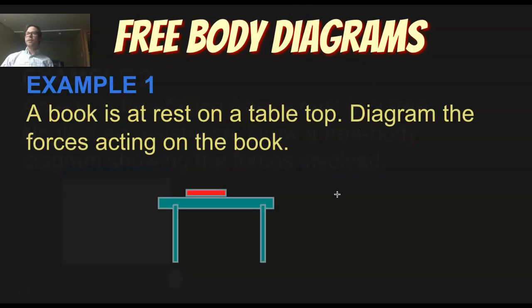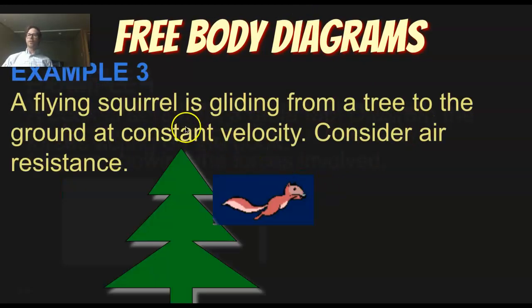Okay, here's your next example. A flying squirrel. Everybody loves a good flying squirrel. A flying squirrel is gliding from a tree to the ground at a constant velocity. Consider air resistance. So that means we should add in air resistance. And there's a key here we want to pay attention to: constant velocity, right? Constant velocity tells me that velocity is not changing, meaning that forces are balanced.